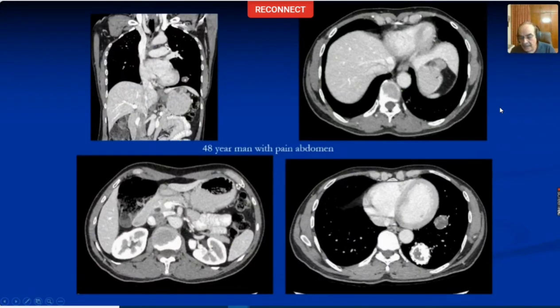And in the lung, there are large nodules which show very benign looking calcification. Put all this together and try and make a diagnosis.